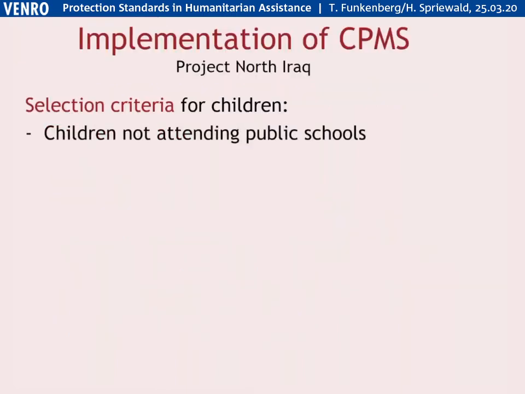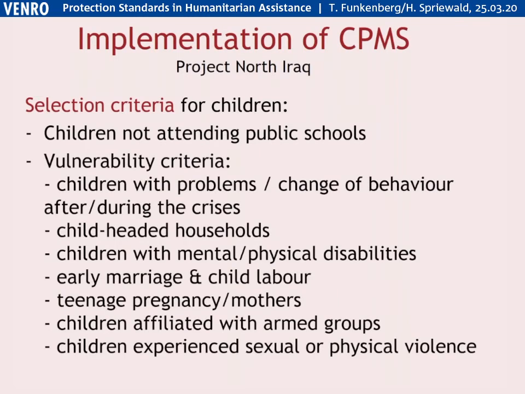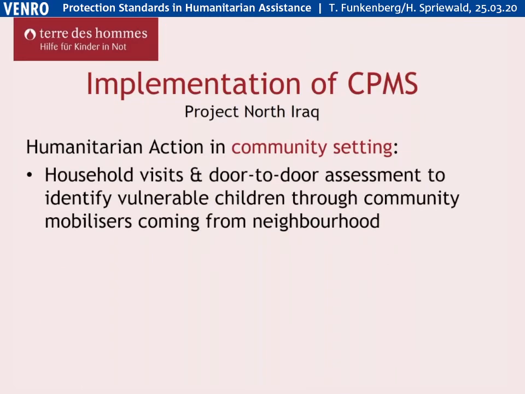How do we select the children? First, we took in children that are not attending public schools, but we also consider, of course, a lot of vulnerability criteria. For example, children with problems, or child-headed households, children with mental and physical disabilities, early marriages, and child labor, teenage pregnancy and teenage mothers, or children who are affiliated with armed groups or who have experienced sexual or physical violence. In our work in the community setting, we also do a selection process.